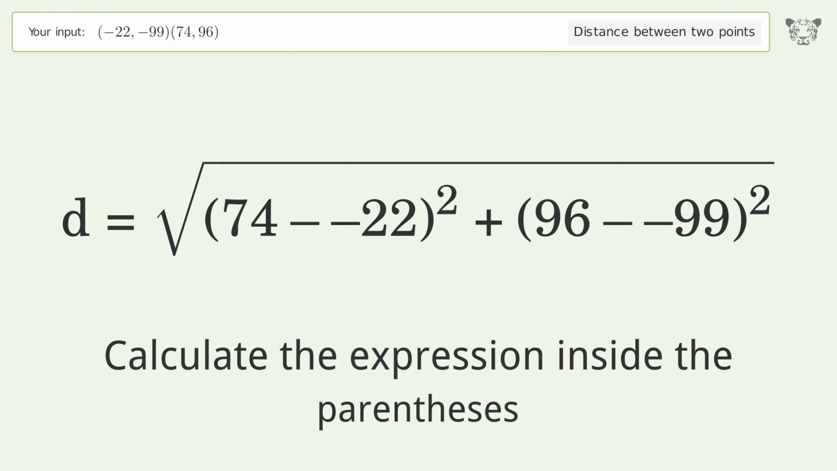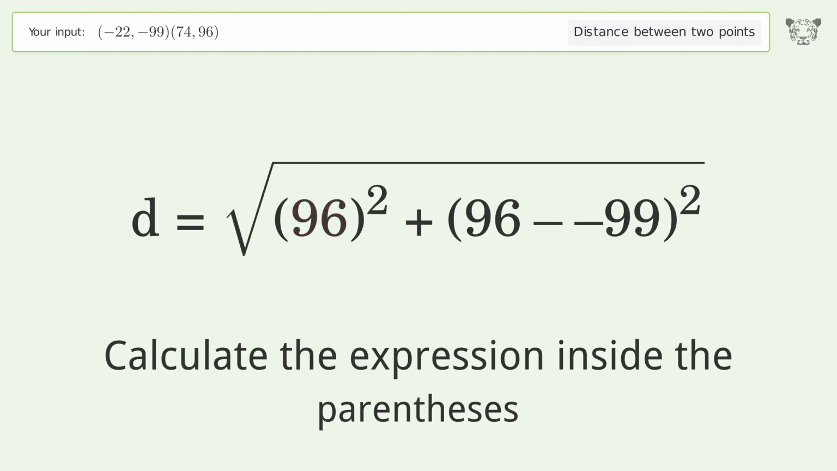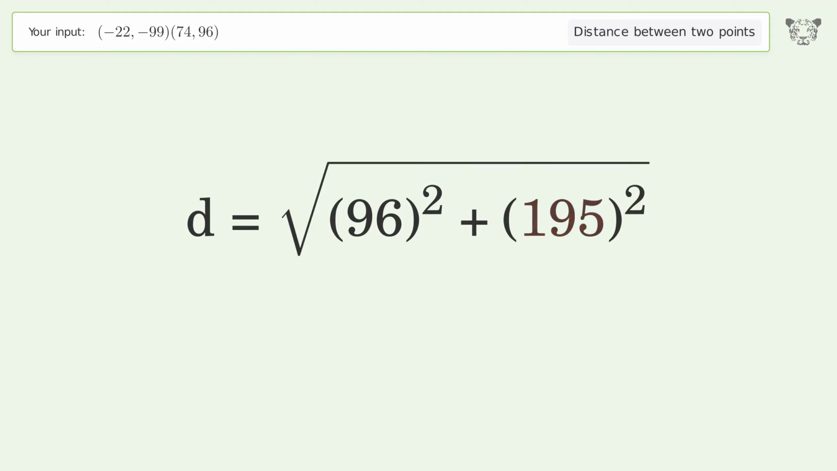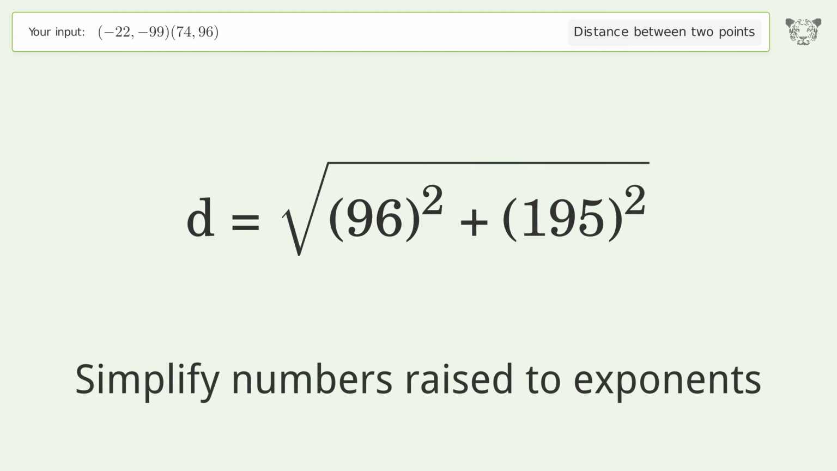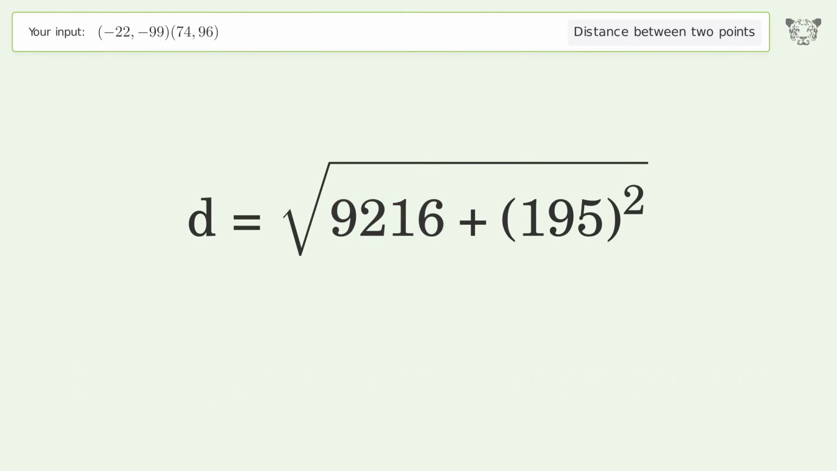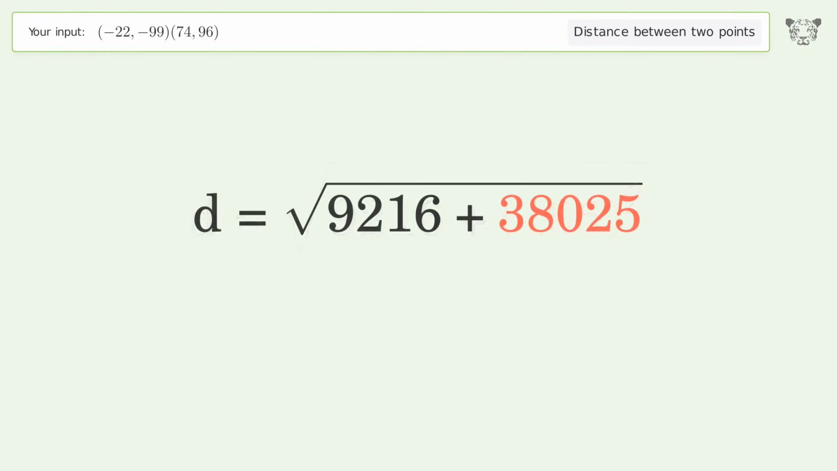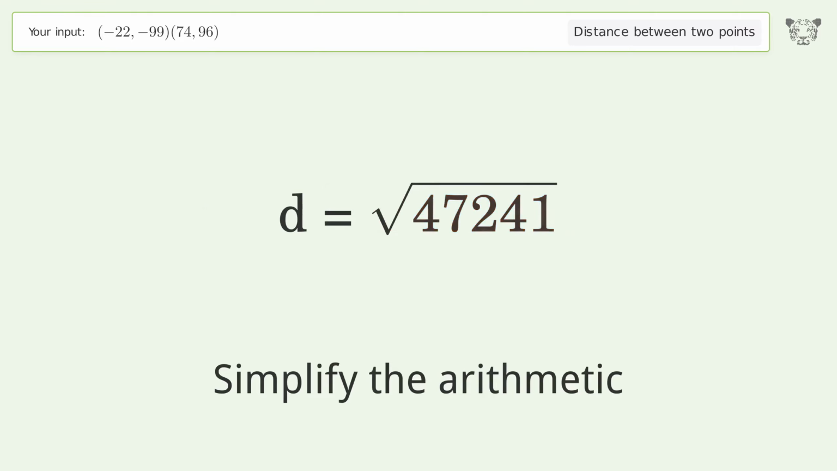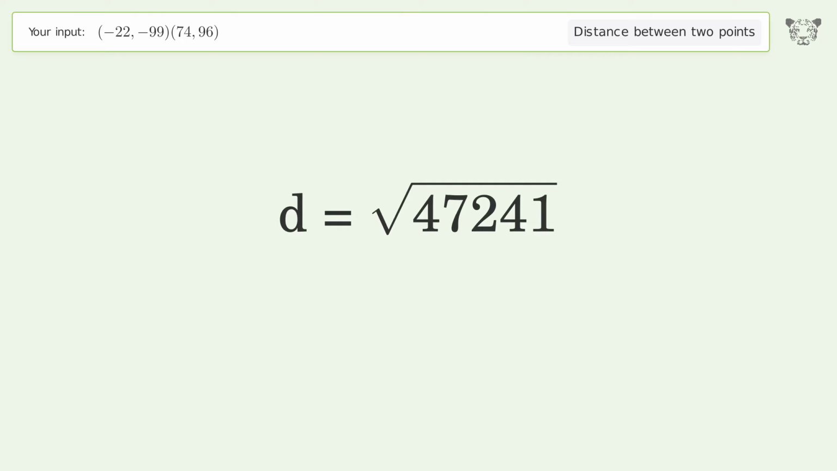Calculate the expression inside the parentheses. Simplify numbers raised to exponents. Simplify the arithmetic. And so the distance between the 2 points is the square root of 47,241, or 217.35.